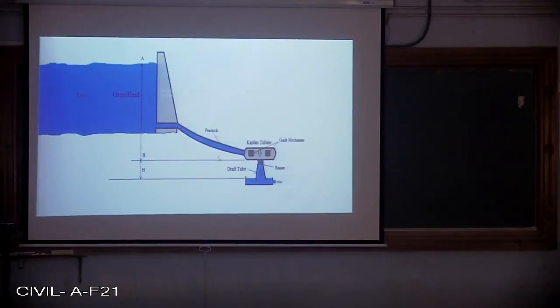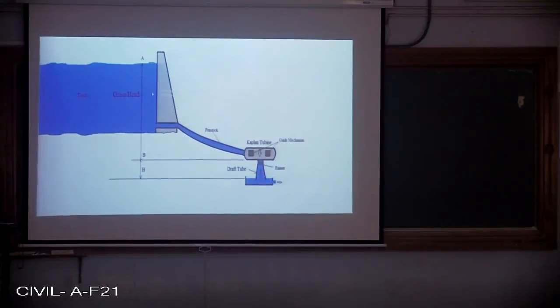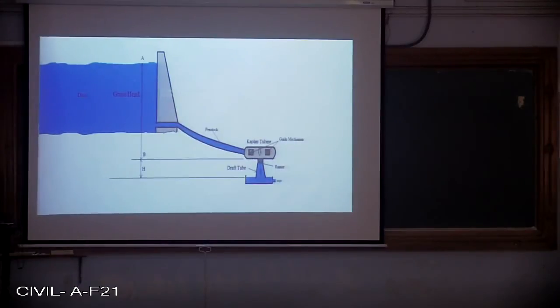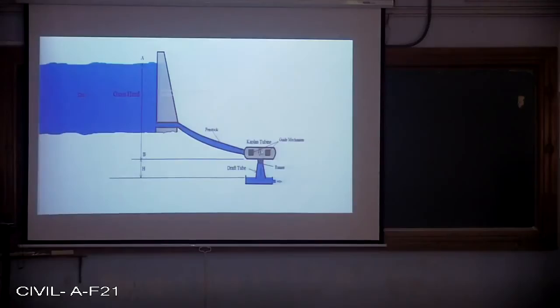This is how the hydraulic energy of water is converted into rotational energy over the shaft of the Kaplan turbine runner. So once again, this is a river with the water flow constrained by the help of a dam. Water flows through the penstock, reaches the casing of the Kaplan turbine, and after the casing there is a guide mechanism. From the guide mechanism, water goes to the center. From the center, water moves in an axially downward direction.